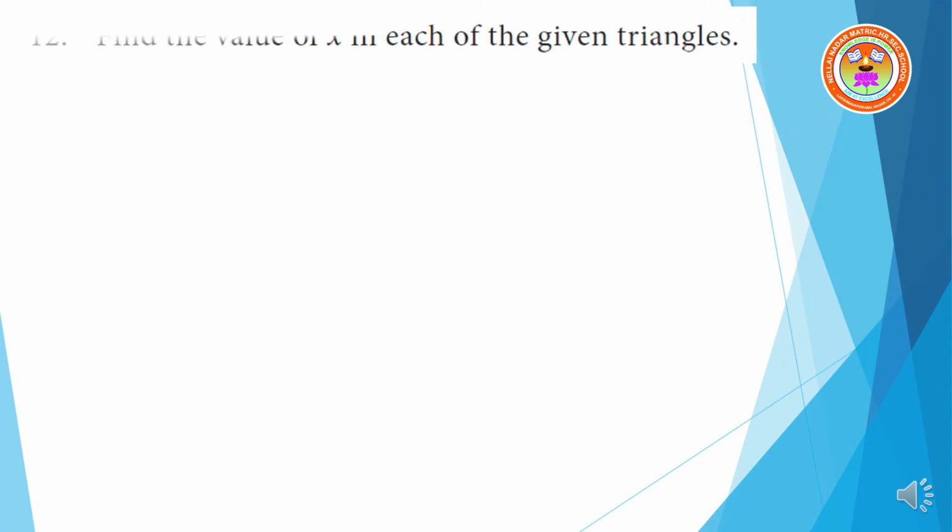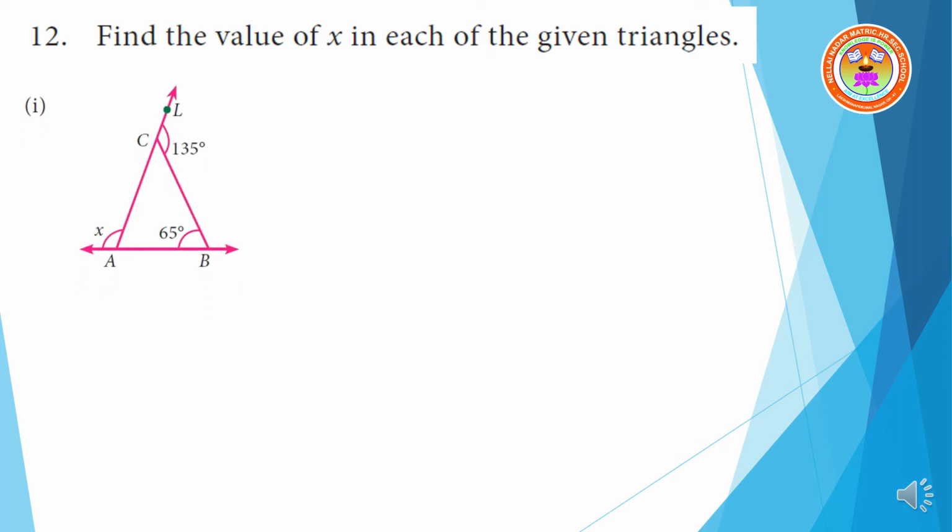Question number 12. Find the value of x in each of the given triangles. So, the triangle ABC is given with an exterior angle. We have to find the solution for this triangle. So, let us move on to the solution part. In triangle ABC, given angle B is equal to 65 degrees.